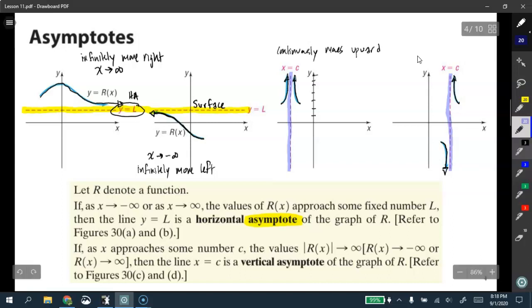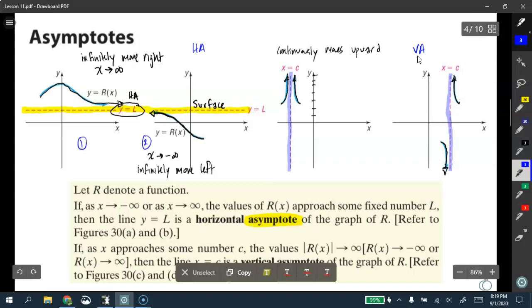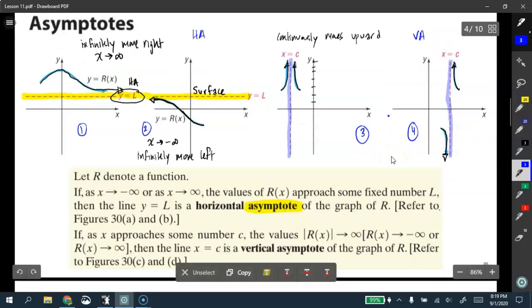So now you see a number of examples about horizontal asymptotes and vertical asymptotes. So graph number 1 and 2 was about horizontal asymptotes, whereas graph number 3 and 4 were all about vertical asymptotes, things that you can approach but never really quite go beyond. All right, think of it that way.